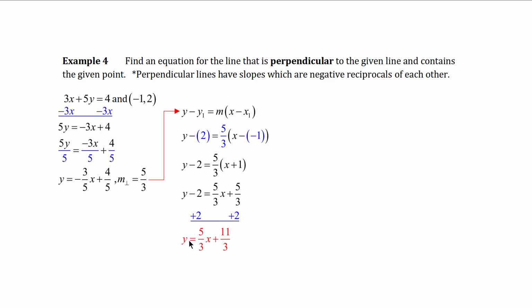On the right-hand side, we have plus 5/3 plus 2 gives us 11 over 3. And then we bring down the 5/3 x. The result is y equals 5 over 3x plus 11 over 3. This equation represents a line that is perpendicular to the line given by the original equation and also goes through the point -1, 2.